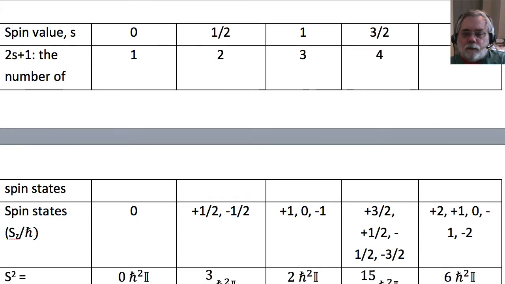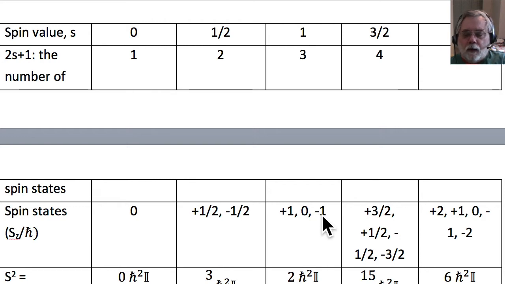Let's look at the actual spin states. For spin 0, the only spin state is 0 h bar. For spin 1/2, the spin states are plus or minus 1/2 h bar. We saw this in our last lecture, D3. For spin 1, the allowed spin states are plus 1, 0, and minus 1.